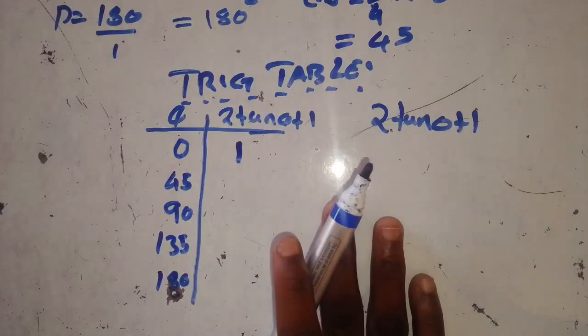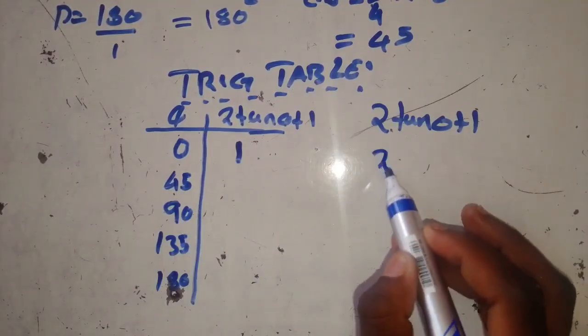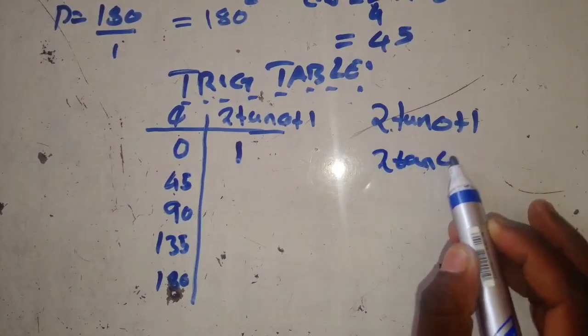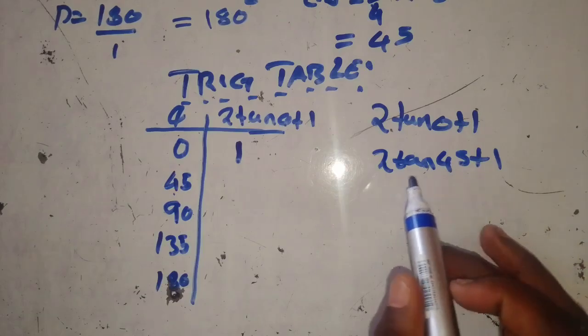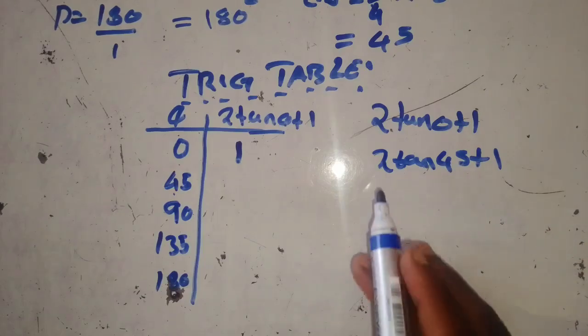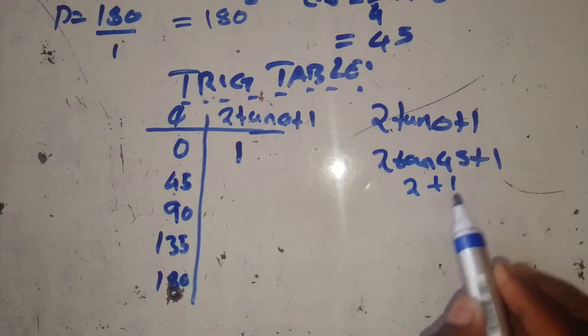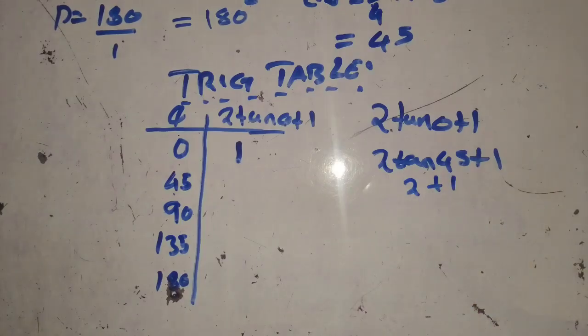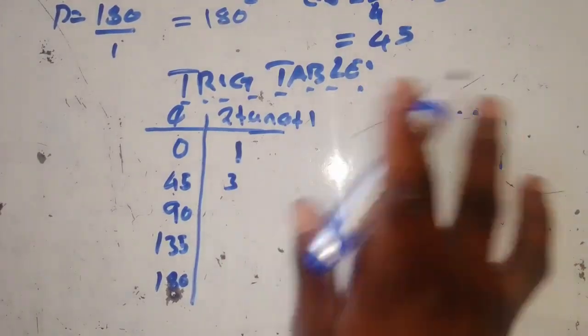Then we proceed to another point, which is 45. So we're going to have 2 tan 45 plus 1. You know that tan 45 is 1, so it will be 2 multiplied by 1, so this will give us 2 plus 1. In case you don't know, you can place it on your calculator. So we're going to have 3 here.